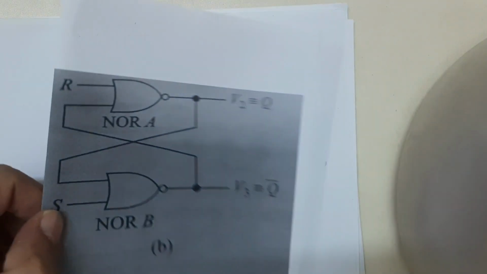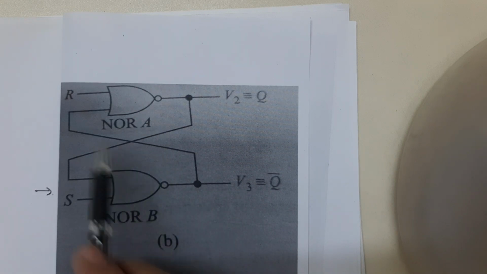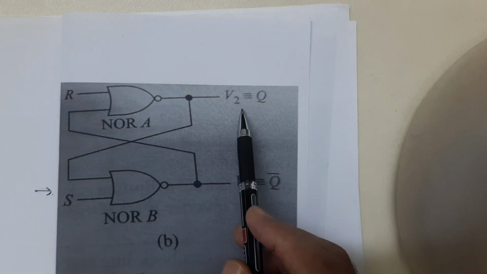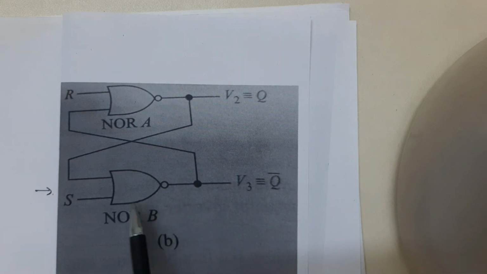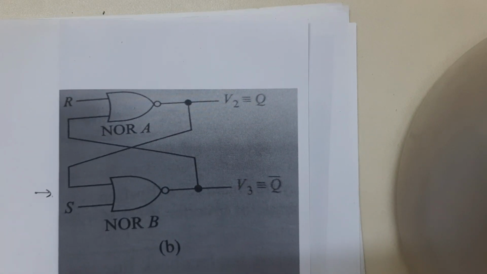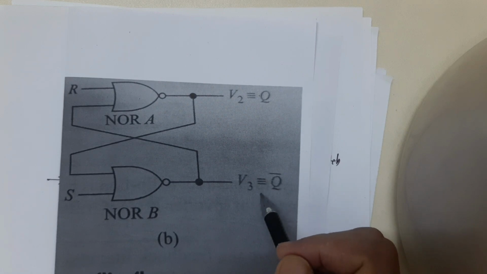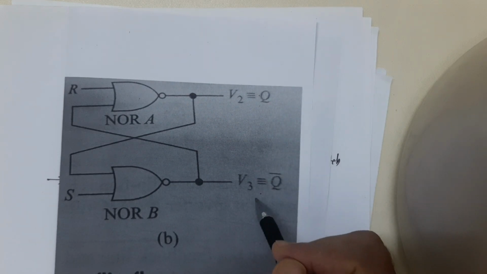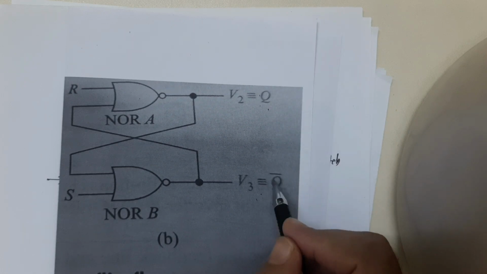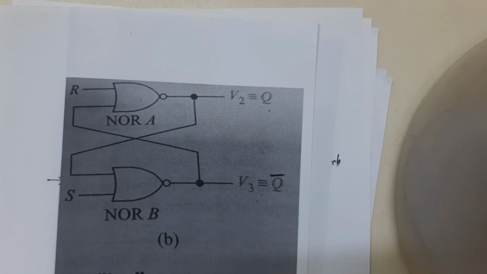This circuit is redrawn in a more convenient way. It is like this: NOR A gate, NOR B gate, R and S. This is the output of NOR A gate, Q, and the output of NOR B gate, Q bar, that means the complement of Q. It shows that if V2 is equal to 1, then V3 is equal to 0. If it is 0, then V3 is equal to 1. This is your Q and this is your Q bar. Understand here, right?